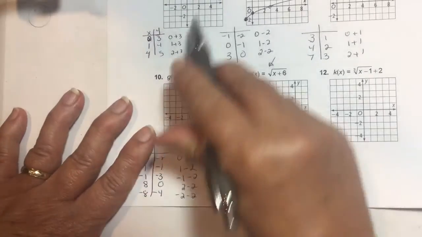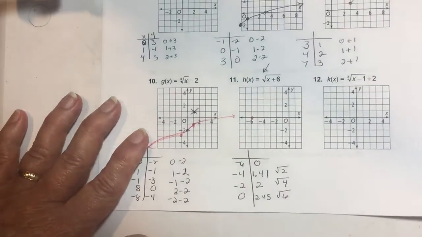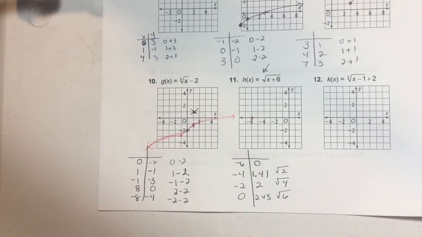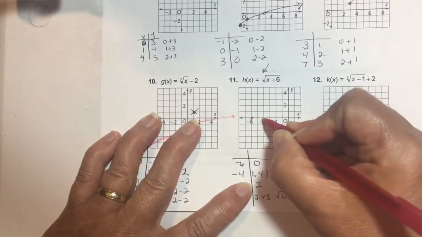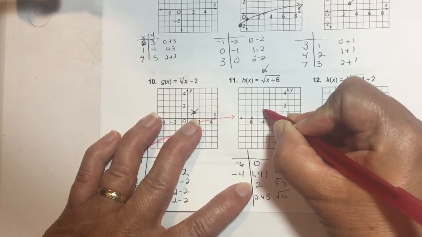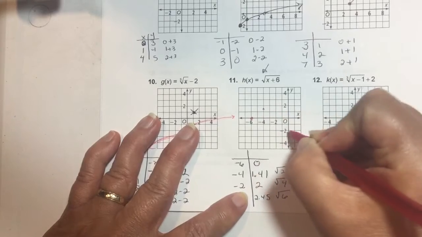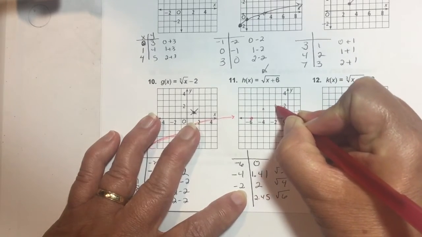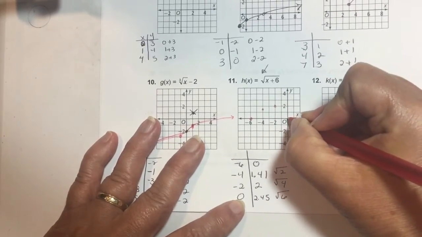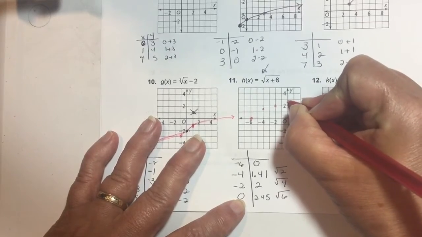Can you see why I was trying to pick nicer numbers to graph? It's not necessary though. You can use the ugly numbers, especially since you have a calculator. So -4 is going to be about 1.41. -2 is going to be about 2, and 0 is about 2.45.